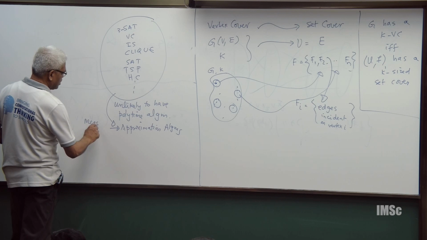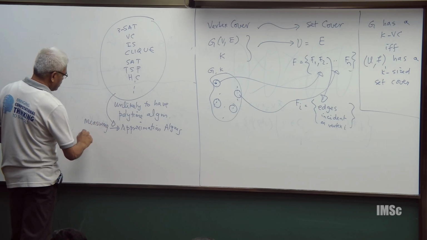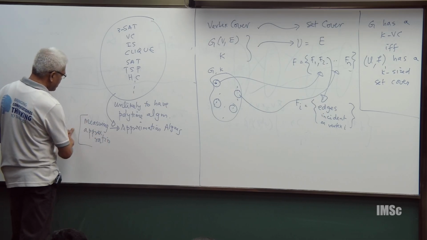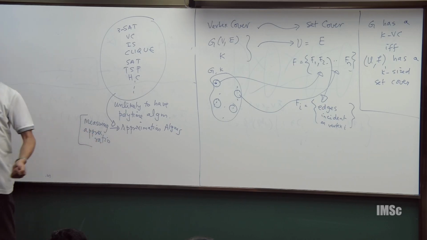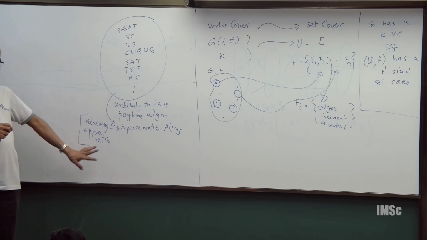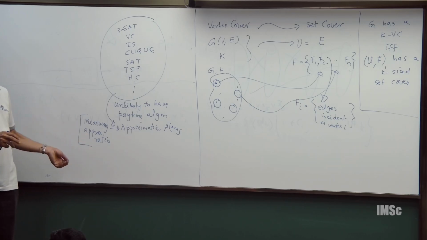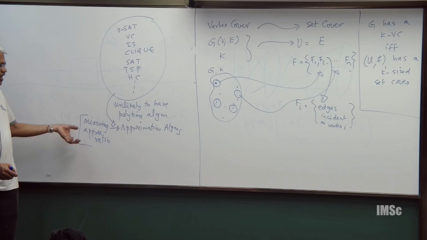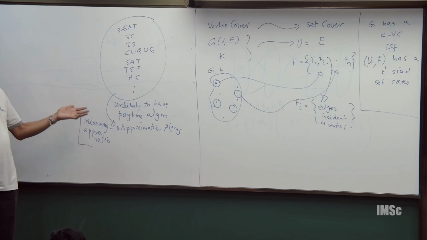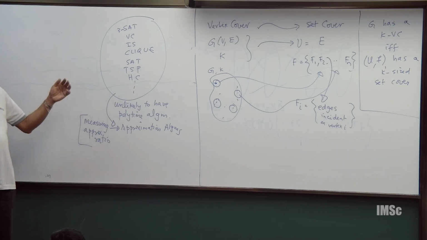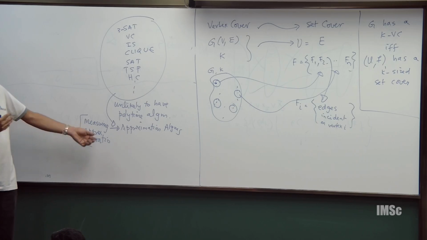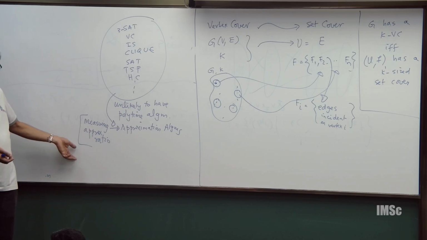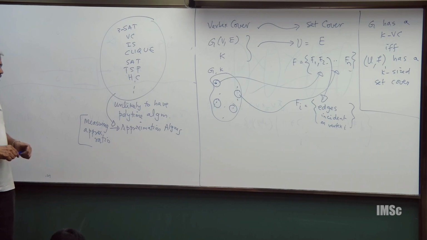measuring the approximation ratio is a challenge. What is the ratio of the solution produced compared to the optimum? The running time is not so much of a concern as long as it is polynomial time, but can I get close to the optimum? This is a whole new area. There will be like 3 or 4 or 5 books on this, one can do a whole course on it.